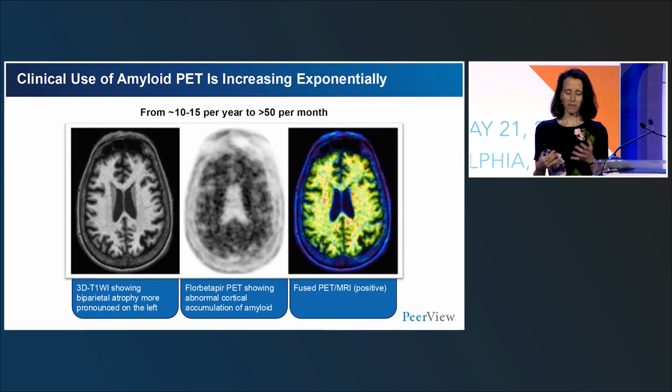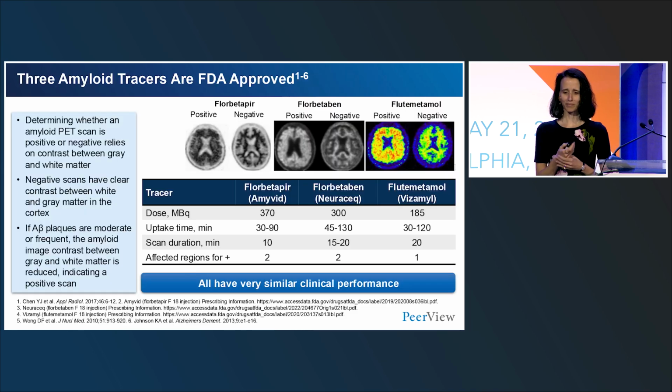So here's just an example of a positive amyloid PET MRI scan. You can see a 3D T1 MP-RAGE on your left with biparietal atrophy that's more pronounced on the left side. In the center is a grayscale amyloid PET image, and you can see that the abnormal accumulation of the radiotracer is not only in the white matter, but it extends diffusely throughout the neocortex, so visually a positive scan, and then you have the fused PET MRI image on the right-hand side.